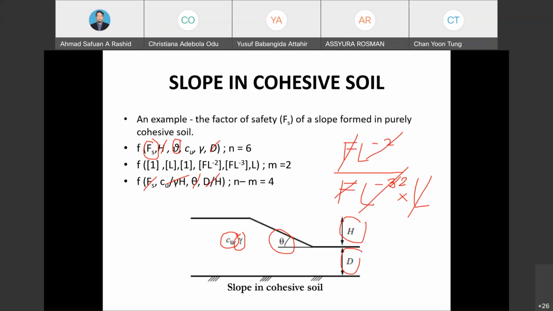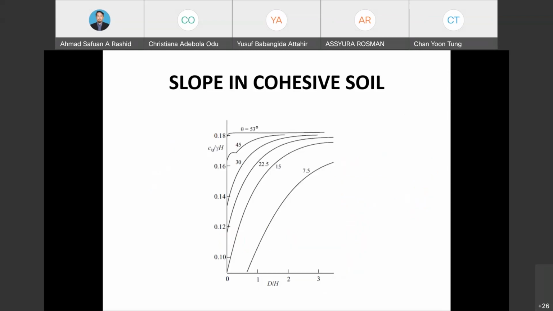Later on, Taylor has proposed this design chart. We call it the Taylor design chart, to predict the stability of the slope without using any numerical tools or equations. So we call it a preliminary design chart. This design chart is dimensionless, because D over H, Cu over gamma H, and theta are also dimensionless.